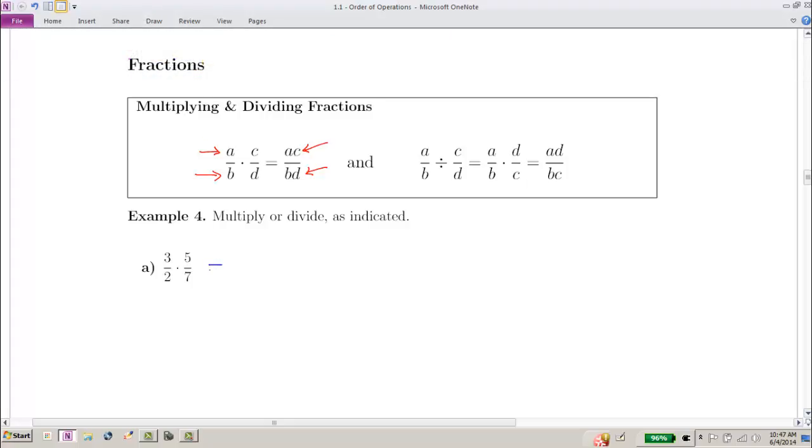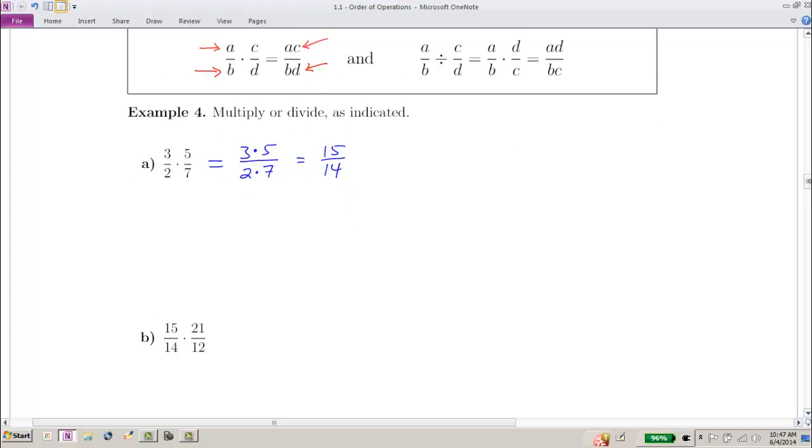In 4a, we want to multiply 3 halves by 5 sevenths, and so this is 3 times 5 over 2 times 7, or 15 over 14. In part B, we want to multiply 15/14 by 21 over 12.